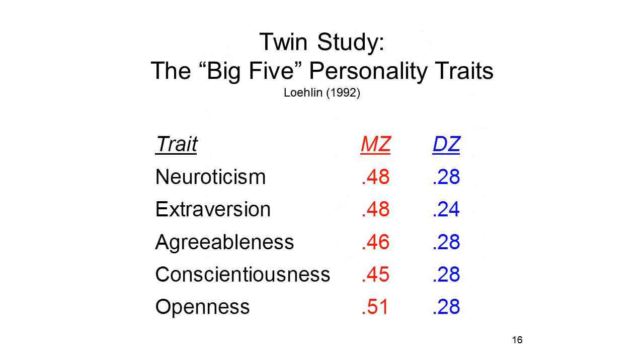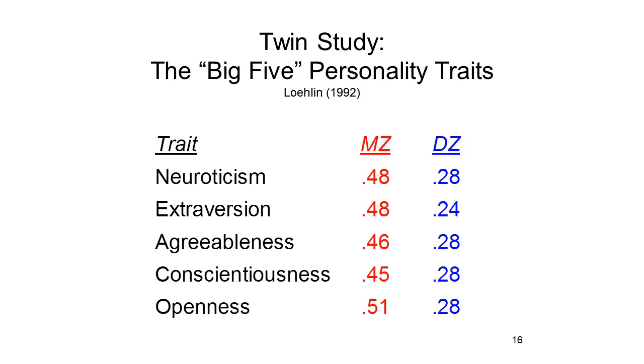Now here's some real twin study data taken from a study by Loehlin and his colleagues, in which monozygotic and dizygotic twins were administered a personality inventory that contains scales measuring the Big 5 personality traits. Studies using other personality inventories have obtained similar kinds of findings, and you can see that on each of the Big 5 personality traits, monozygotic identical twins were more alike than dizygotic fraternal twins.